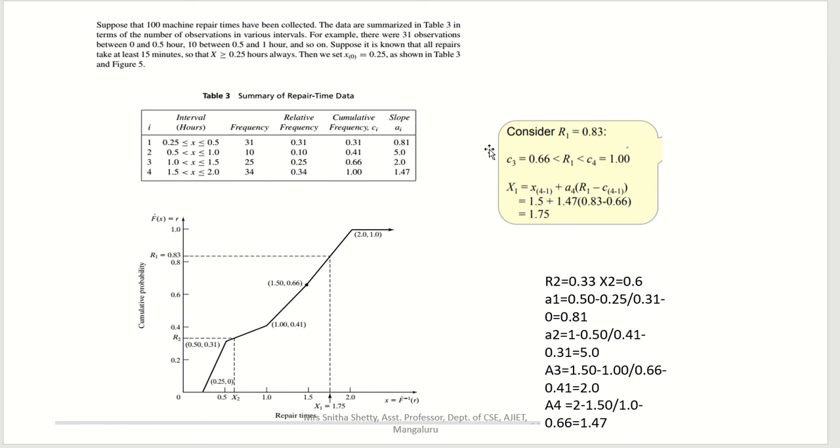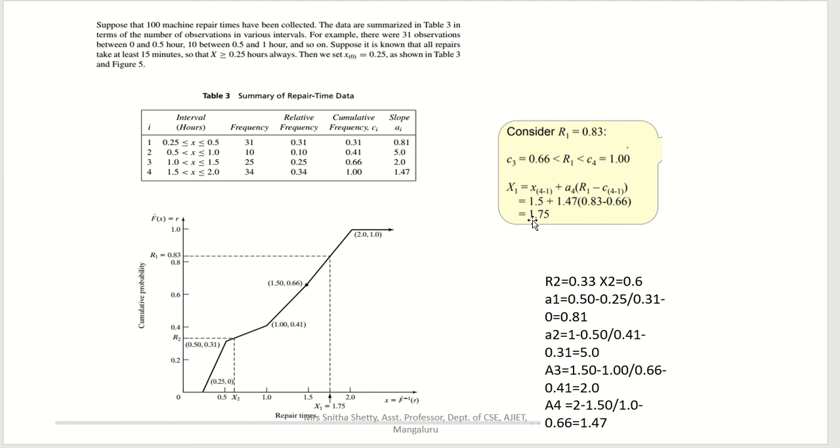What is x3? Your x0 was 0.25, then x1, x2. x3 is 1.5. So 1.5 plus a4, which is 1.47, times the given random number 0.83 minus C3, which is 0.68. When you simplify this, you will get the answer as 1.75.